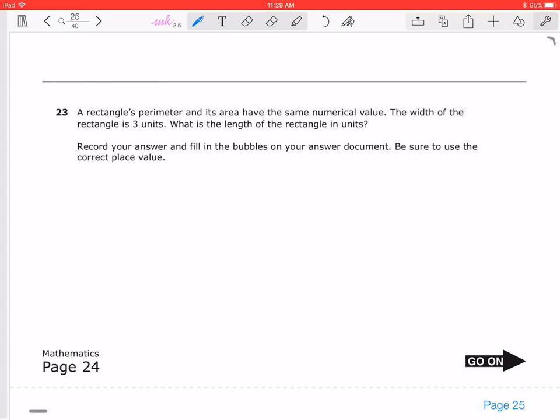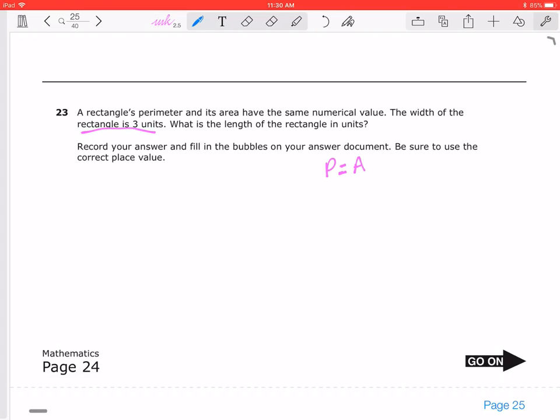Hello, welcome back. So, problem number 23. It says a rectangle's perimeter and its area have the same numerical value. So that means that if they have the same numerical value, P is equal to our area. So perimeter is equal to area. So P is equal to A.